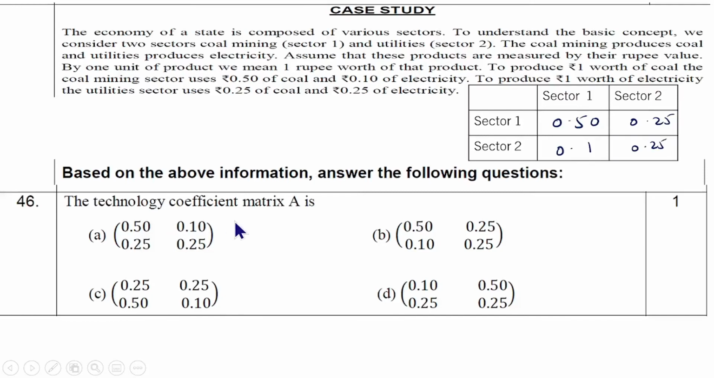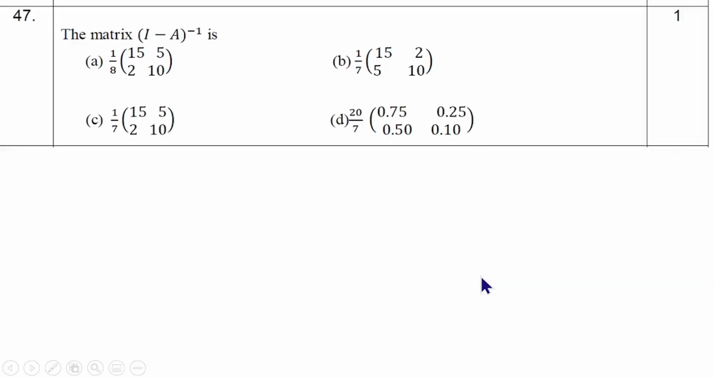So the technology coefficient matrix A is directly given here. So the correct option is option B. So this is the correct option. The technology coefficient matrix A is the matrix consisting of these elements: 0.50, 0.10, 0.25, 0.25. Now moving on to the next question. The matrix I minus A, the whole inverse, is. These are the various options.